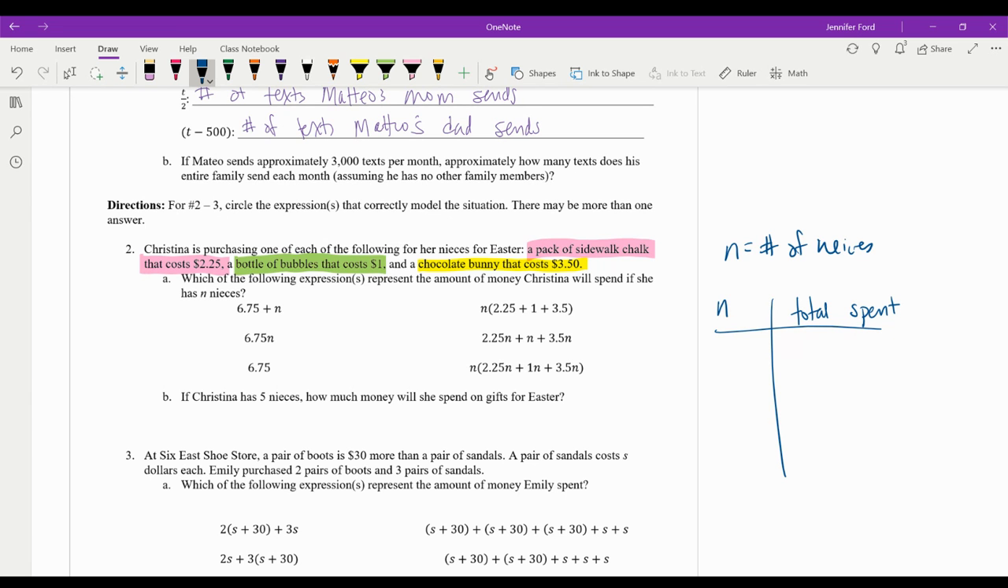I could set up an input-output table or a T table. Like if she had 0 nieces, she would not buy any of them. If she had 1 niece, she'd spend $6.75. If she had 2 nieces, she'd spend double that, which is $12 plus $1.50, which is $13.50. If she had 3 nieces, I'm using my calculator, 6.75 times 3 equals $20.25. I could keep going, but I don't want to.